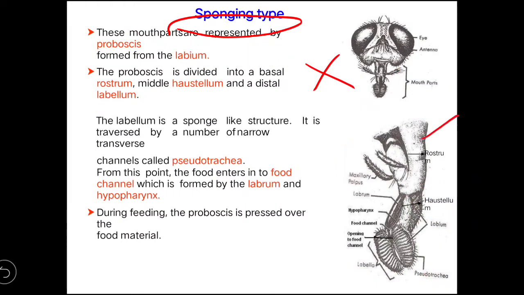This is the rostrum, this is the haustellum, this is the labellum. So these are the three parts. The proboscis is divided into three parts. Next, the labellum is a sponge-like structure. As you can see, this is the sponge-like structure.